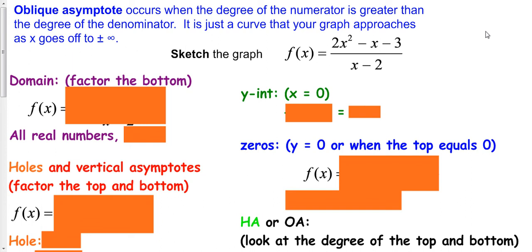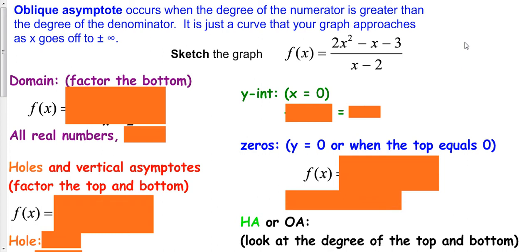Oblique asymptotes occur when the degree of the top is higher than the degree of the bottom. An oblique asymptote is just a line or a curve that your graph gets close to as you go far to the right and far to the left. Just like with horizontal asymptotes, oblique asymptotes are also y equaling something.